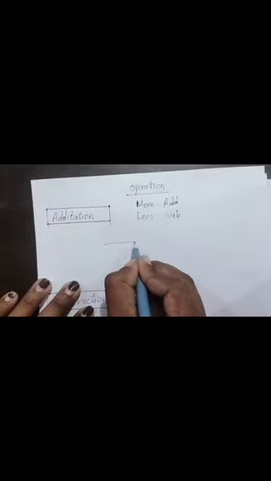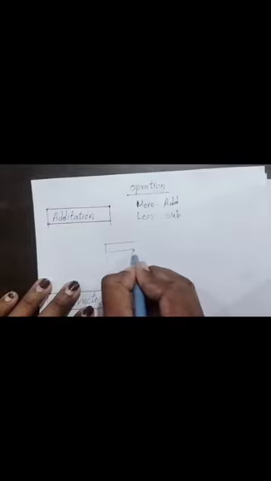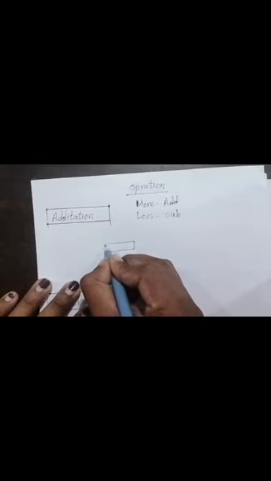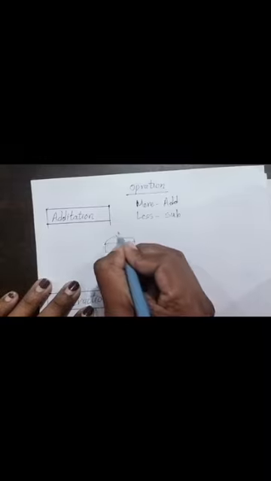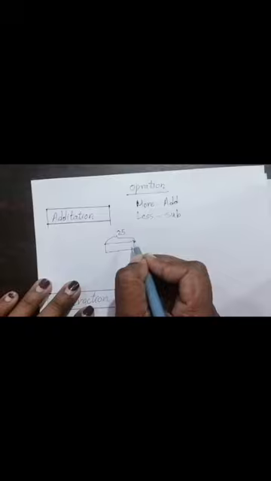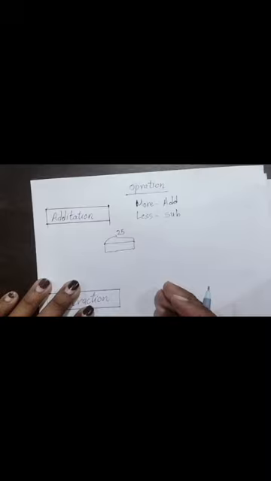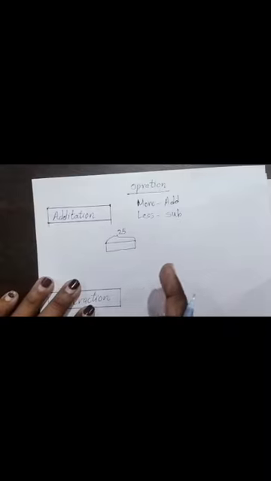For example, Seema has 25 mangoes with her. Here I am going to make a bar model of 25 mangoes. Seema was having 25 mangoes, and you know what happened? Her sister gave her 7 more.